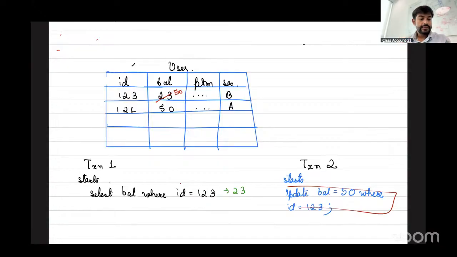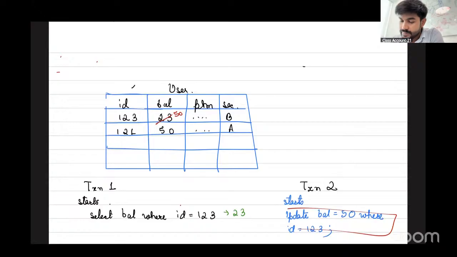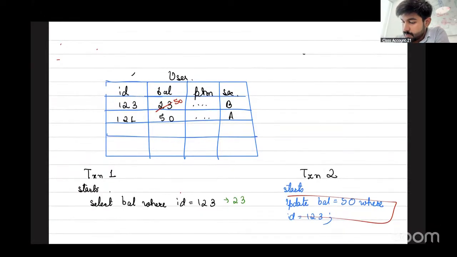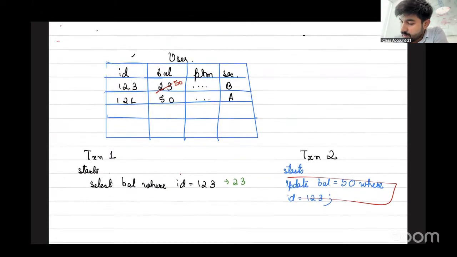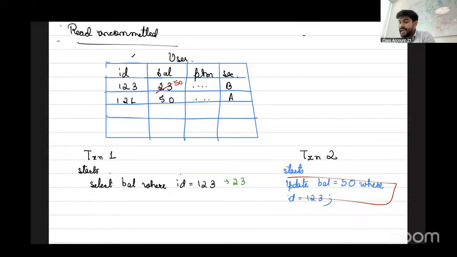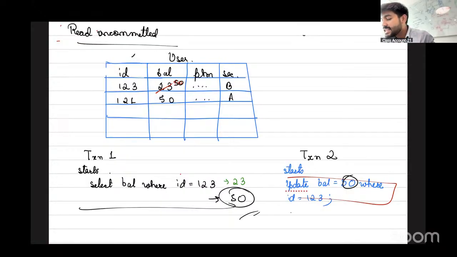Now read uncommitted means that even though someone has not committed anything, I would tell you this: read uncommitted. What would happen? Whenever this balance is updated to 50, and again you query for this, you would get this value, even though this has not been committed.